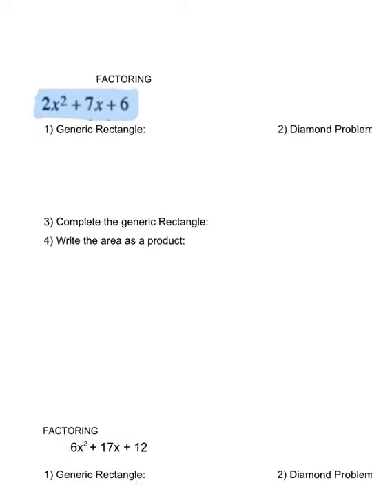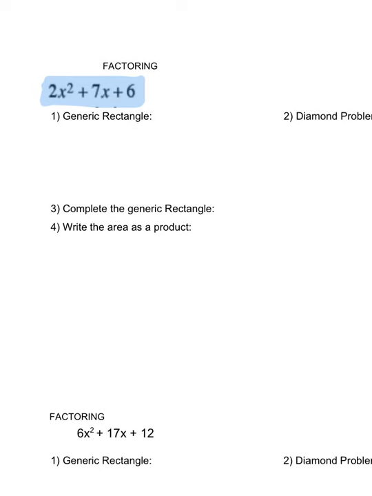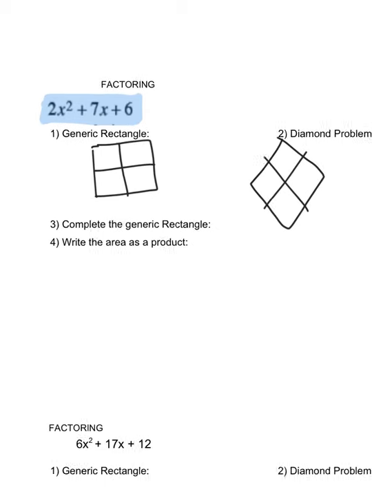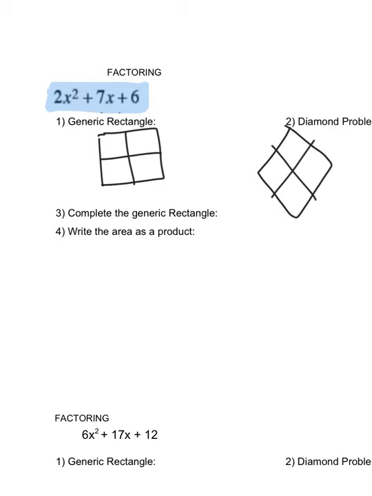So we're going to use a rectangle and diamond. You're always going to make a rectangle with 4 quadrants and the diamond problem. I don't like to draw the box around the diamond. You can do that if you want to. Rule of thumb is always put the part that is squared in one diagonal corner and the number that's alone in the other diagonal corner.